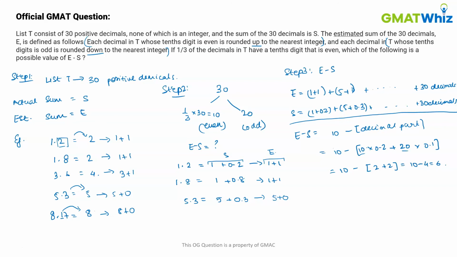Similarly, when we take the maximum value, that is 10 minus 10 times 0.8 plus 20 times 0.9, the maximum of the odd numbers, we get 10 minus 8 minus 18. Now this is equal to 10 minus 26, which is equal to minus 16. So there are two possible values of E minus S, which are option 1 and option 2, and hence the correct answer is option B.